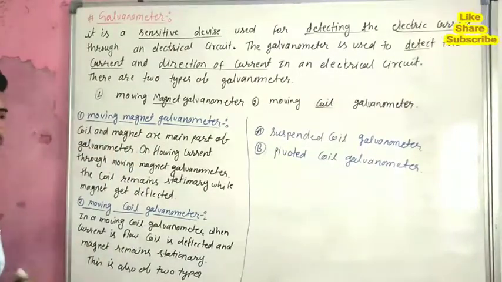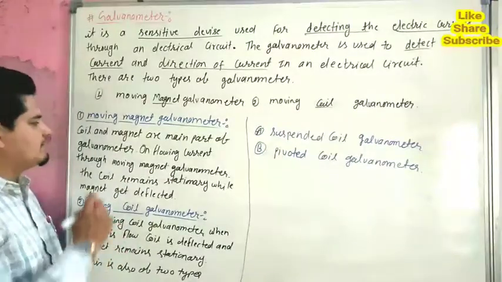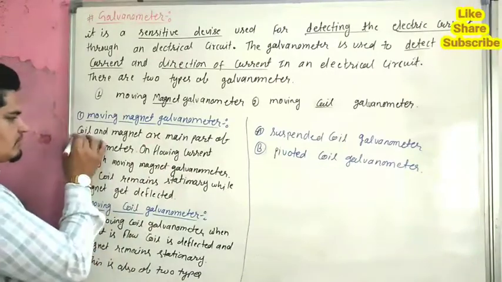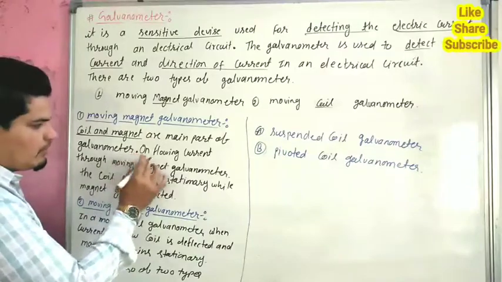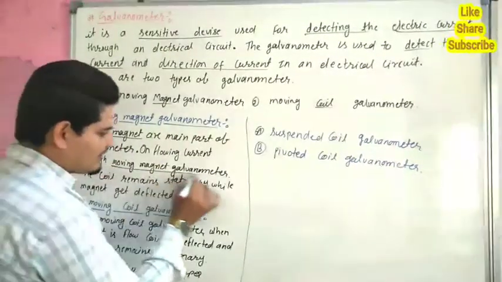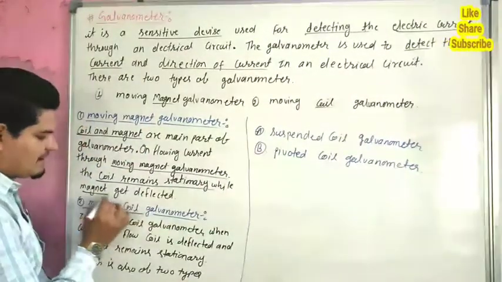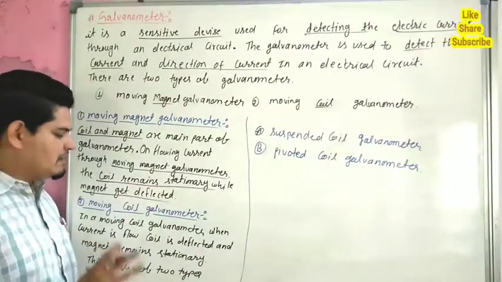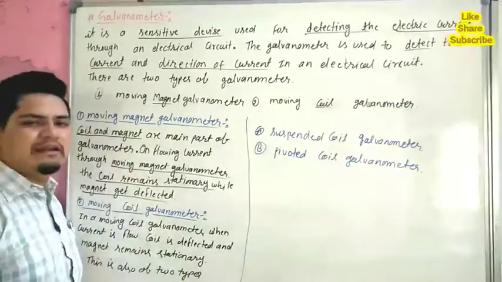In a moving magnet galvanometer, the magnet moves and the coil remains stationary. On flowing current through a moving magnet galvanometer, the coil remains stationary while the magnet gets deflected. This is called a moving magnet galvanometer.